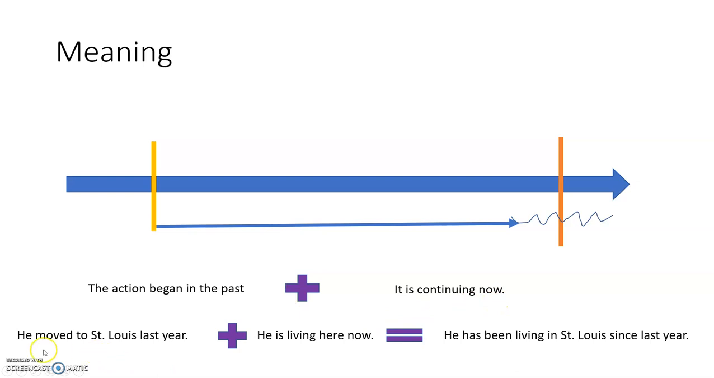So here's a real example. He moved to St. Louis last year, plus he's living here now, equals he has been living in St. Louis since last year. So we can use this one sentence to communicate all of that. Simple past plus present progressive, and it turns into present perfect progressive. Also notice the time word since. So you're going to see a lot of similarities between present perfect and present perfect progressive, of course.